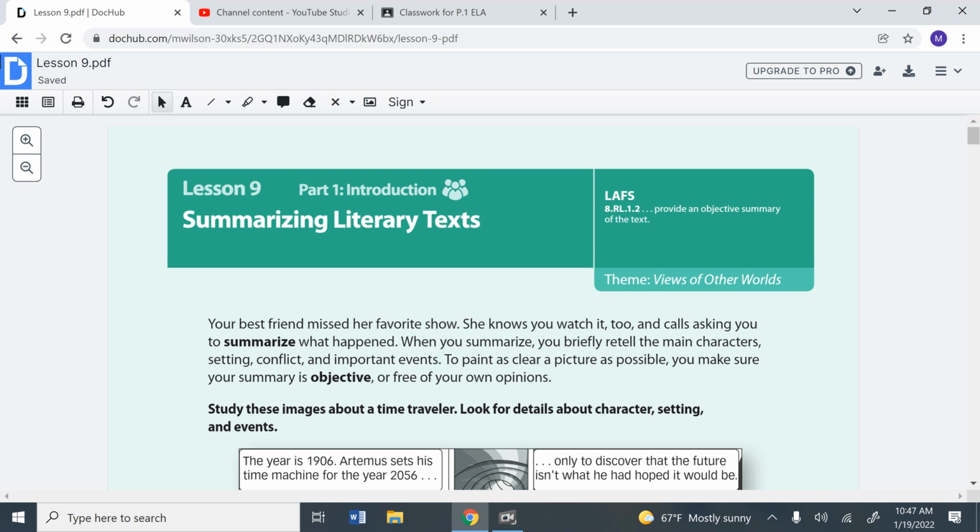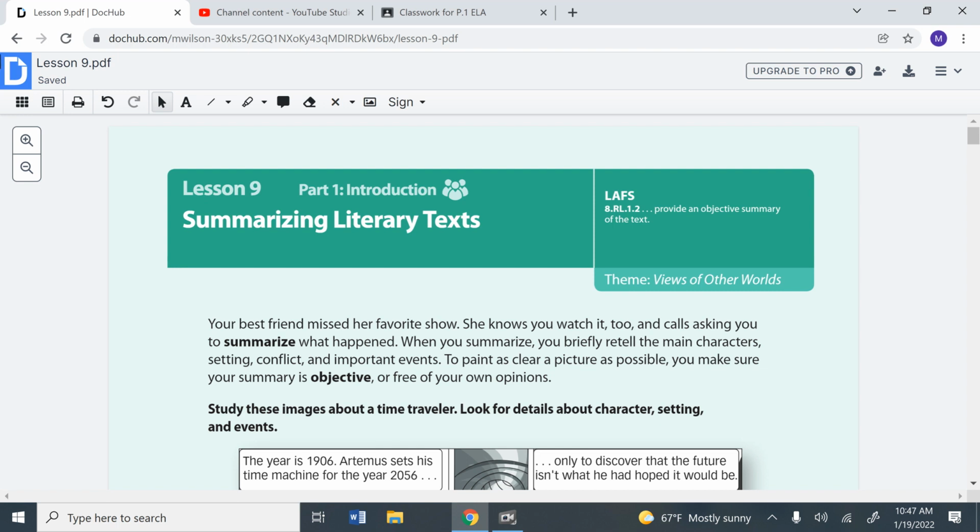By the end of this lesson, you will be able to summarize a literary text by restating in your own words the main characters, setting, and key events in sequence, as well as provide an objective summary free of personal opinions or judgments. So we're going to be working on a lesson about summarizing, and learning how to summarize in a story is important because it's going to help you understand and remember what you read.